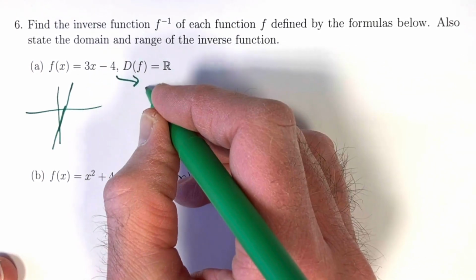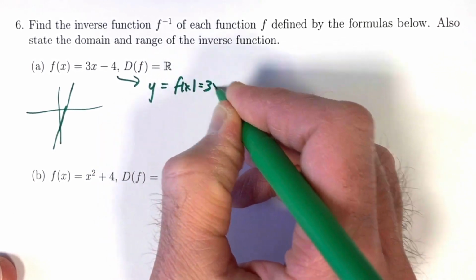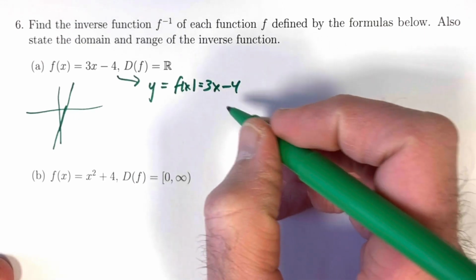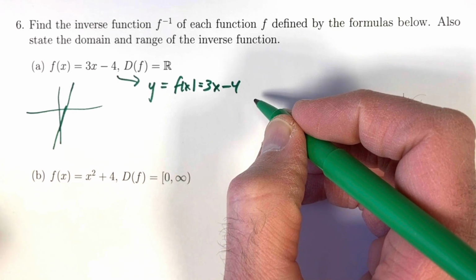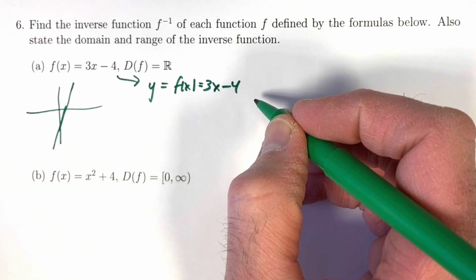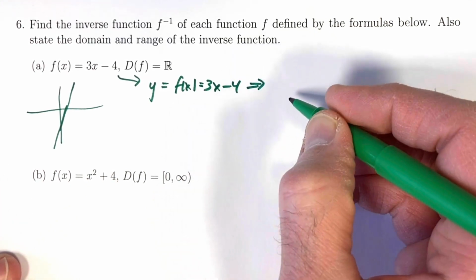The standard technique is to say the function output equals y, to then take this equation and solve it algebraically for x in terms of y, and then at the end you switch the x and the y around. Now, truth be told, it's really only the first step of that that's absolutely necessary. I'll talk about y in a second here. But let's go ahead and do that first step.